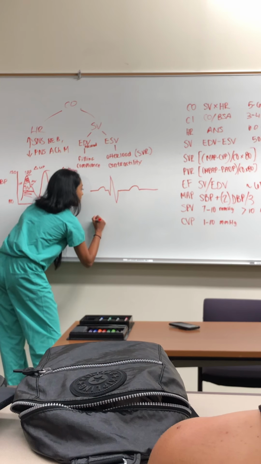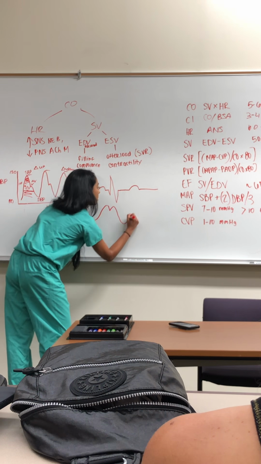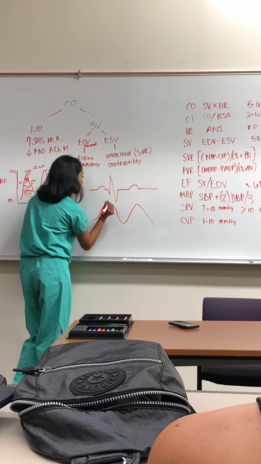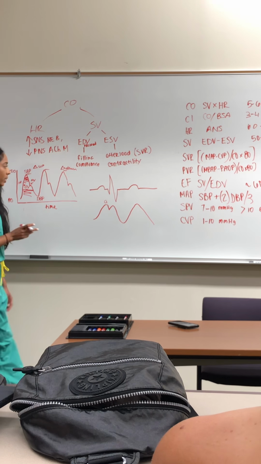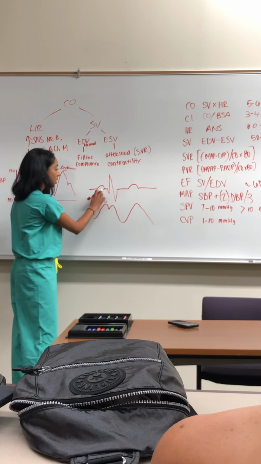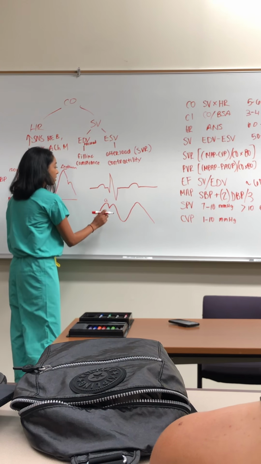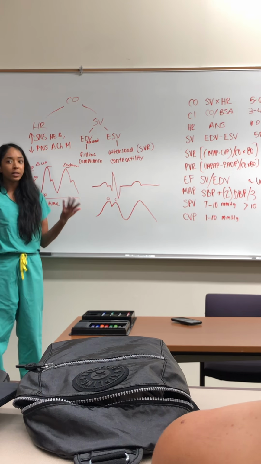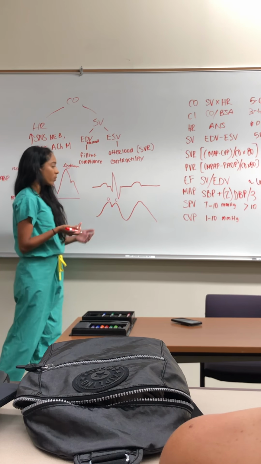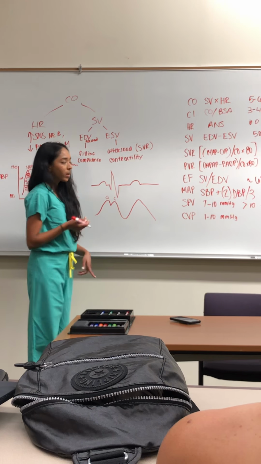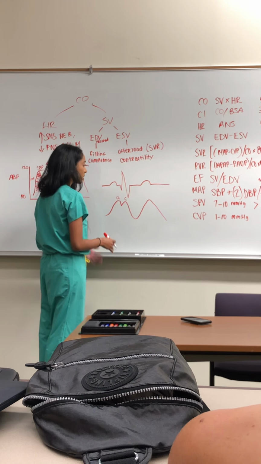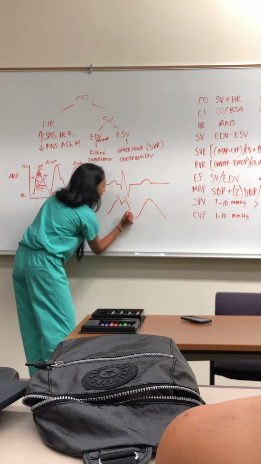So the CVP waveform has 3 peaks and 2 troughs. The first peak is designated by the letter A, which stands for atrial contraction. So this is going to follow our P wave. The second is the letter C, which represents tricuspid valve elevation into the right atrium or a right ventricular contraction. So this follows our QRS complex. Then our right atria start to relax, so we start to decrease pressure. And this is our X descent.